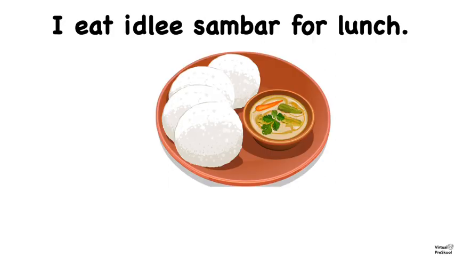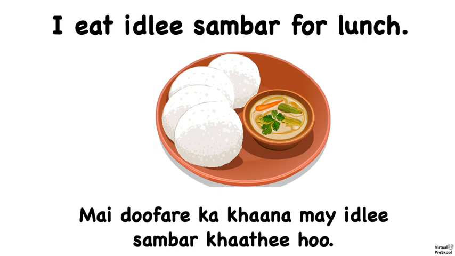I eat idli sambar for lunch. मैं दोपहर का खाना में इडली सांभर खाती हूँ. So hopefully by now you're starting to see a pattern. The sentence is identical, except for the food. The food item changes, but everything else stays the same.